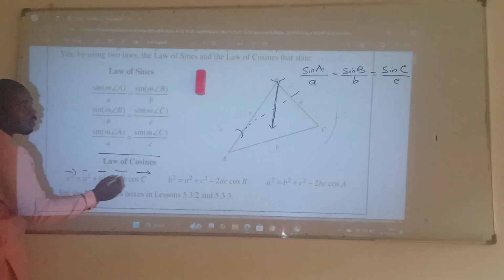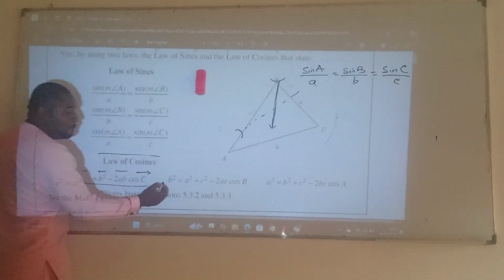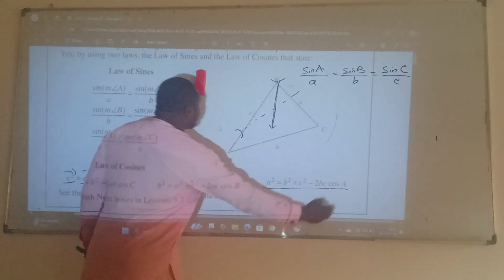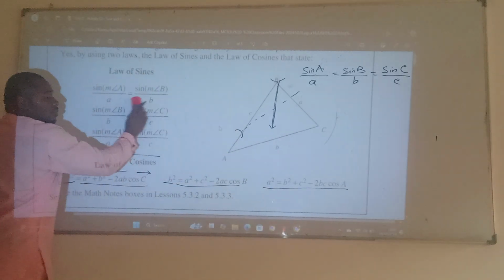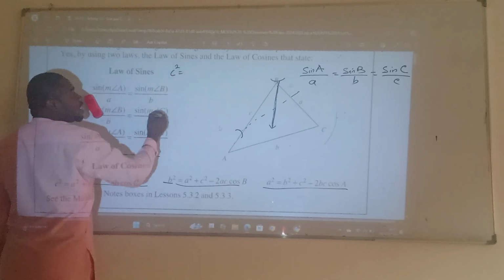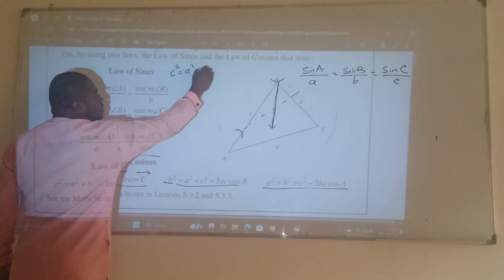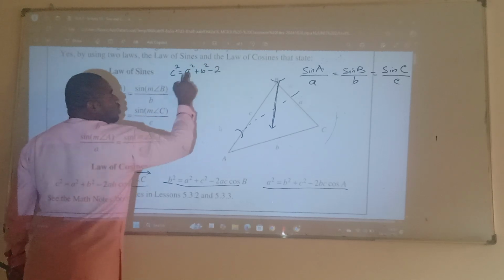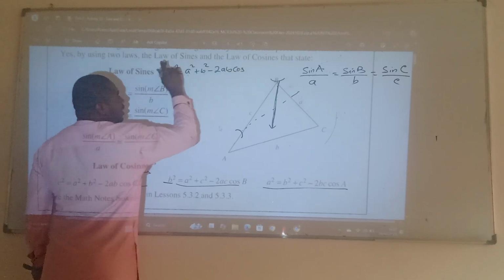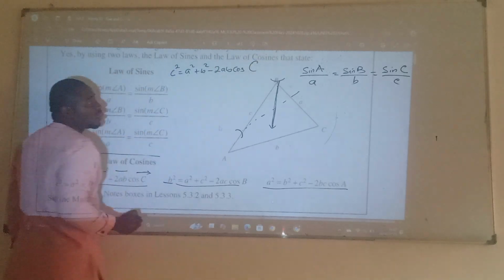When I am looking for C, I use this formula. When I'm looking for B, I use this formula. And when I'm looking for side A, I can use this formula. The formula is very easy, right? If I'm looking for C squared, it is equal to the two other sides, which is A squared plus B squared minus 2, this multiplied by this, AB, then cos of this angle, cos C, right?